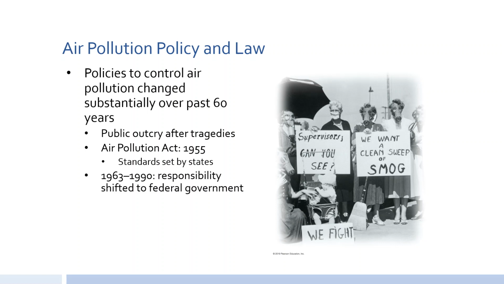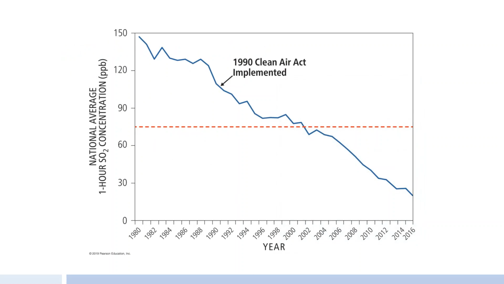Then from 1963 to 1990, you see the responsibility shifted to the federal government with the enactment of the Clean Air Act, under which the EPA regulates emissions from stationary sources such as factories and power plants. The Clean Air Act made a large difference in air quality, just like the Clean Water Act made a large difference in water quality. On average, air pollution has been consistently decreasing. This is the concentration of sulfur dioxide since these acts have been implemented.